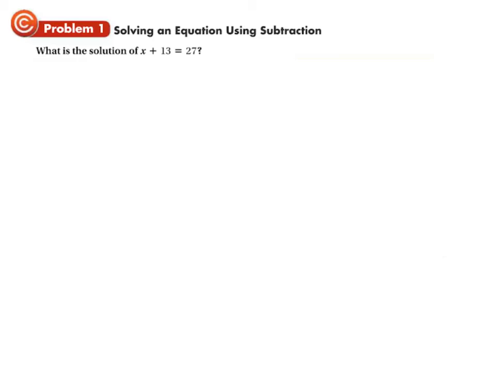We're going to start out by using subtraction, which is the inverse operation for addition. As you can see in this problem, what is the solution to x plus 13 equals 27? You can see that what's happening to x is 13 is being added to it. So how do we undo this, which is happening to x and keeping it from being isolated? Okay, we need to undo plus 13 with subtraction, minus 13.